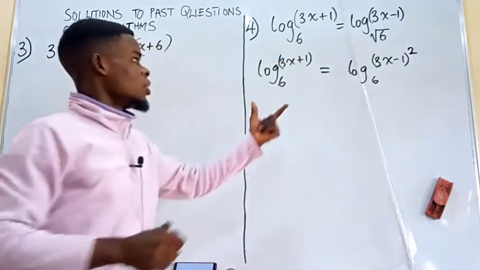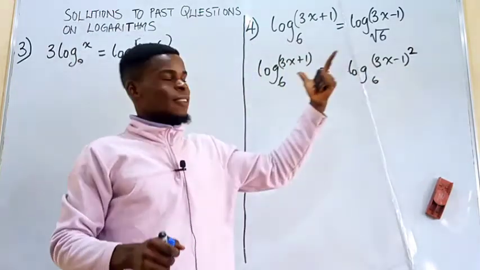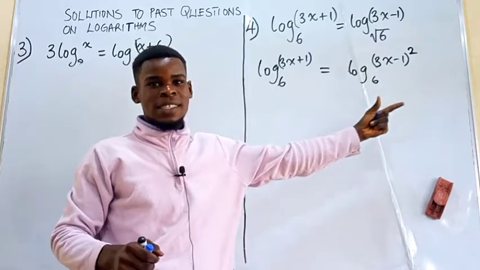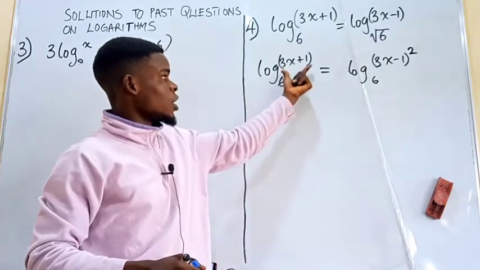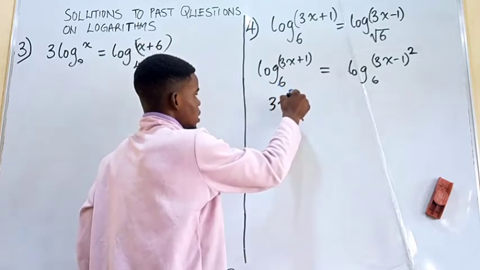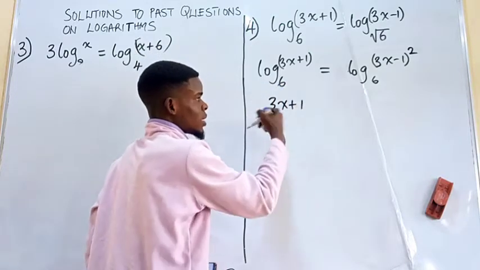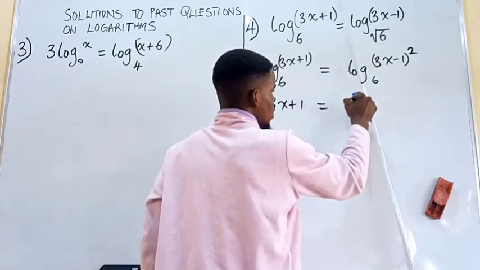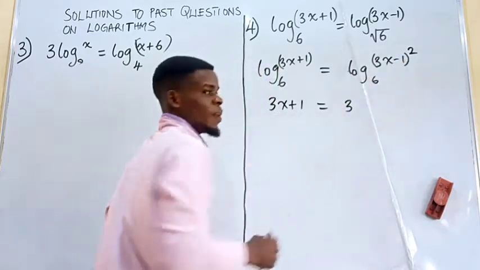Now, since both sides have the same base, we are just going to equate these entries. So that means that 3x plus 1 on the left hand side is equal to, let's expand that.